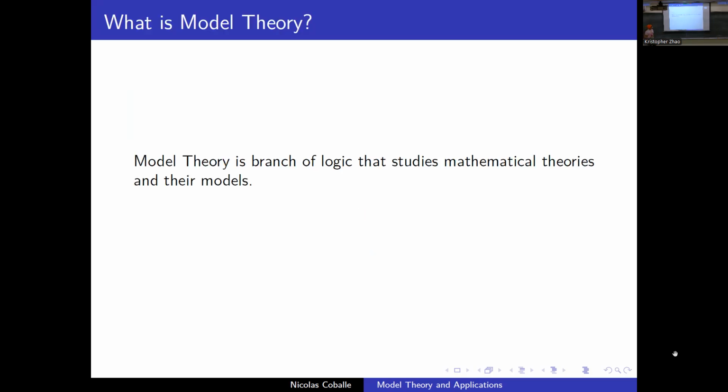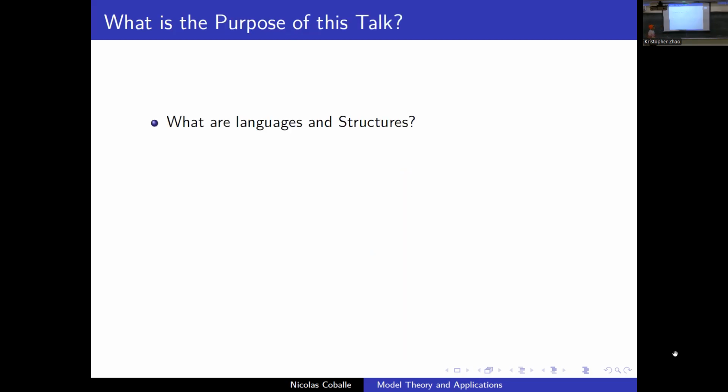Okay, so model theory is a branch of logic that studies mathematical theories and their models. Logic has two main branches, syntax and semantics. Syntax would be stuff maybe you studied in a philosophy course. That would be proof theory. And semantics would be something you might have studied in a more advanced philosophy course, which would be model theory.